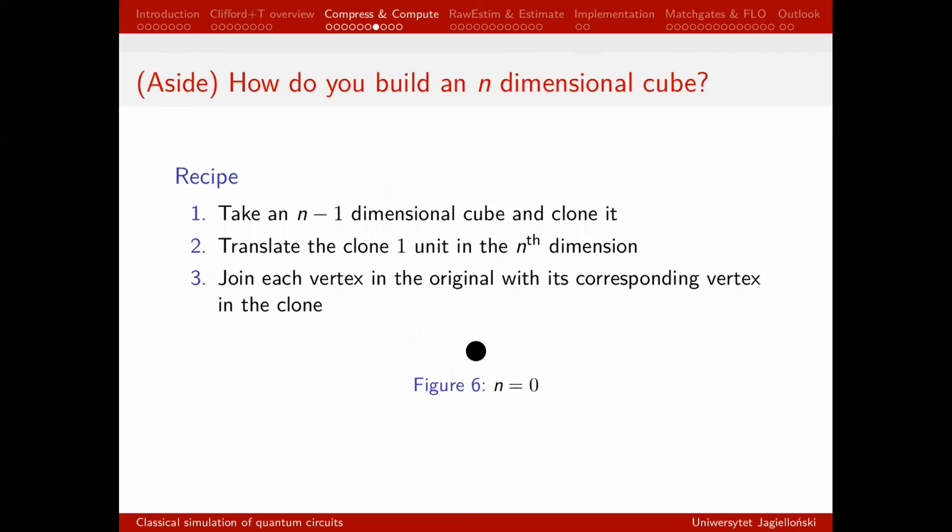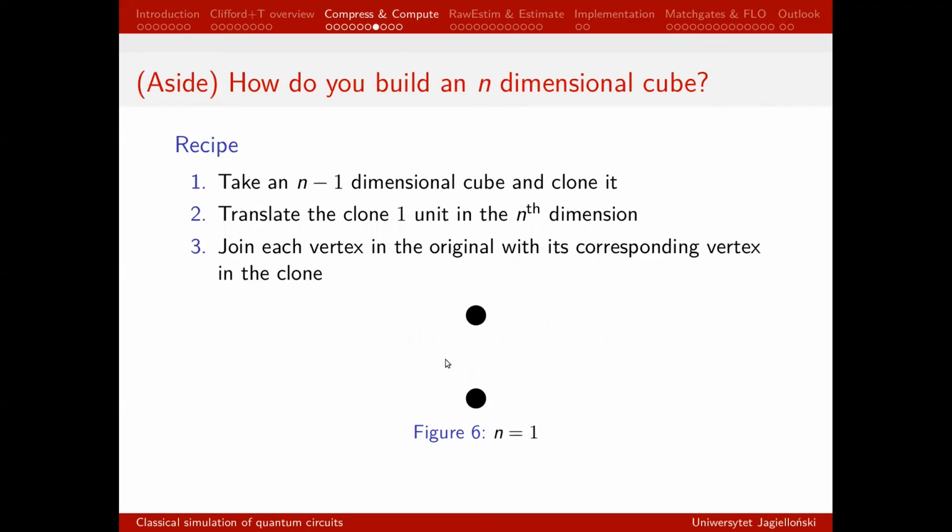The way you build this path is you build up the n-dimensional cube out of 2 (n-1)-dimensional cubes. I start with a 0-dimensional cube, I clone it to make 2 points, and I join them together. This is a 1-dimensional cube. Now I clone it to make 4 points, and I join each one together, and I get a 2-dimensional cube.